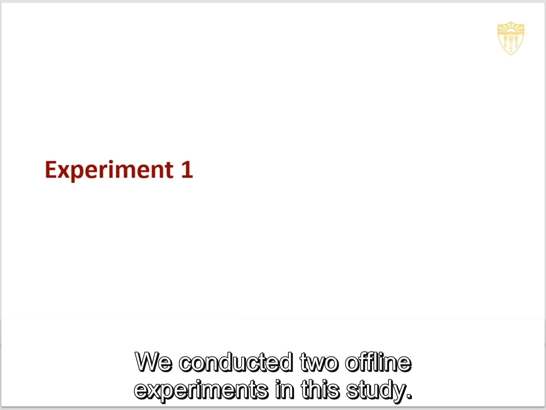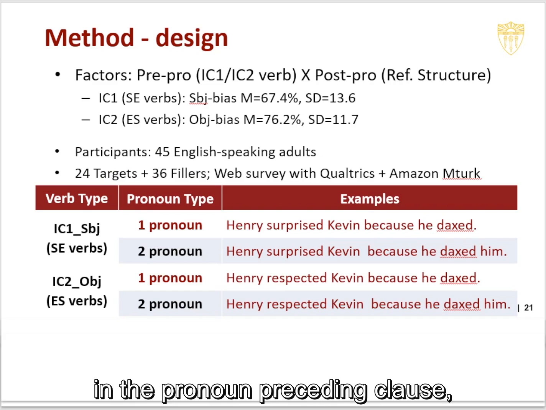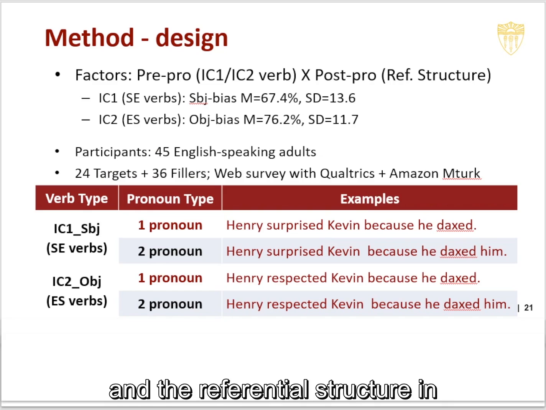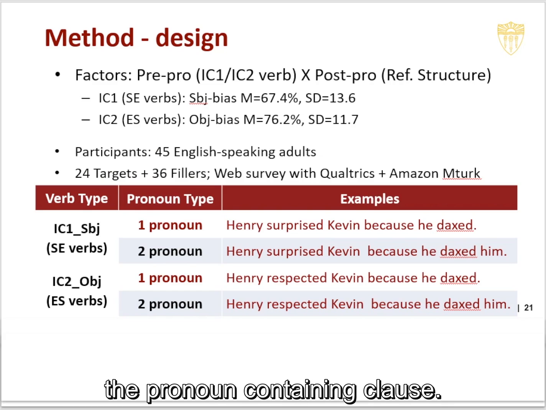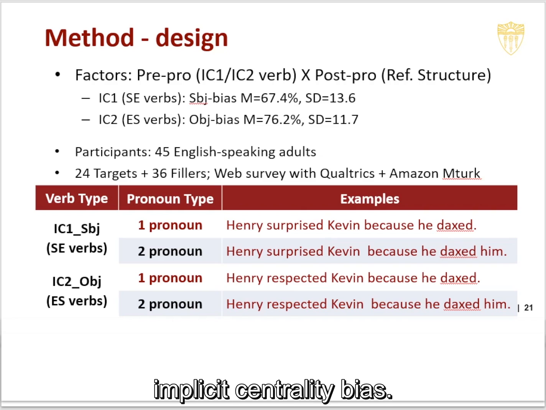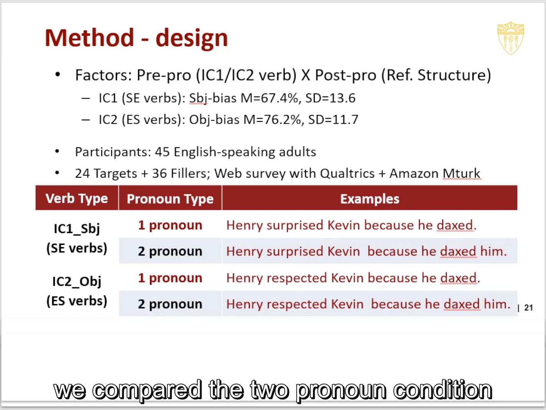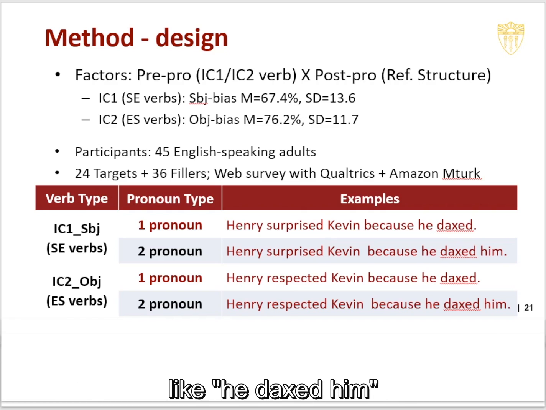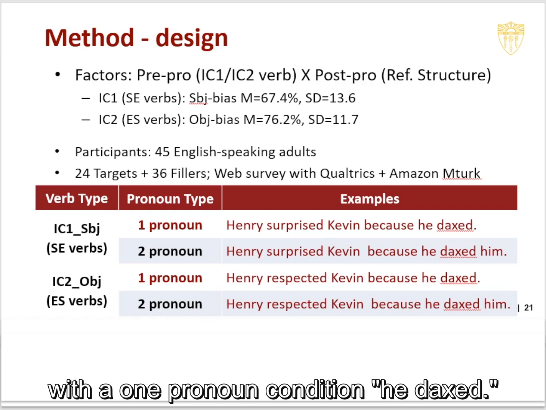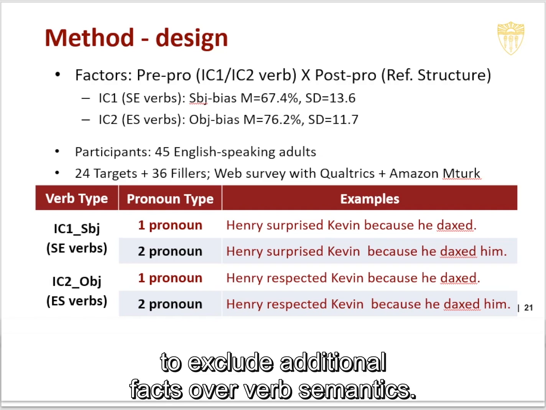Let's move on to our experiment. We conducted two offline experiments in this study. In experiment 1, we manipulated IC verb type in the pronoun preceding clause and the referential structure in the pronoun containing clause. As for the IC verbs, we controlled the strength of each verb's implicit causality bias. And as for the referential structure, we compared the two pronoun condition like he texted him with the one pronoun condition he texted. Also, in the second clause, we used nonce verbs like text to exclude the additional effects of verb semantics.